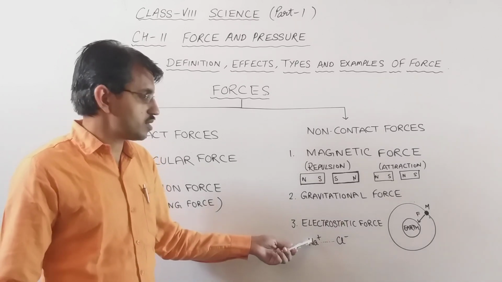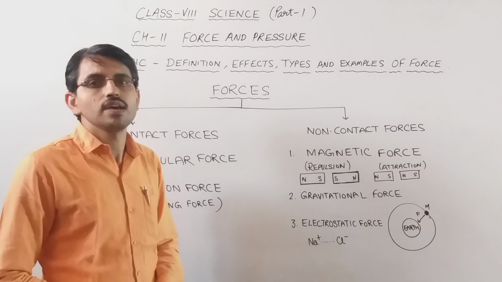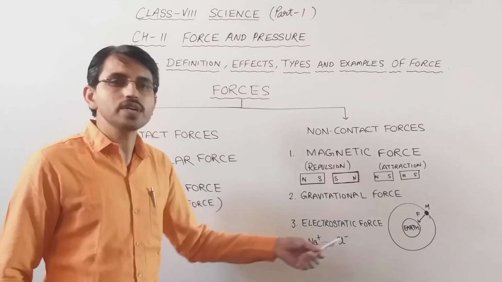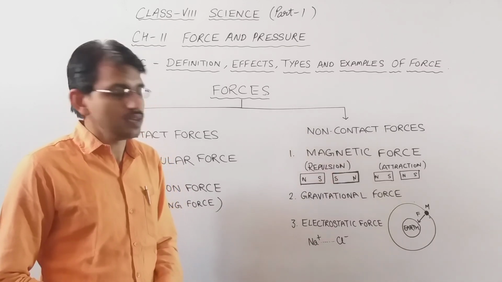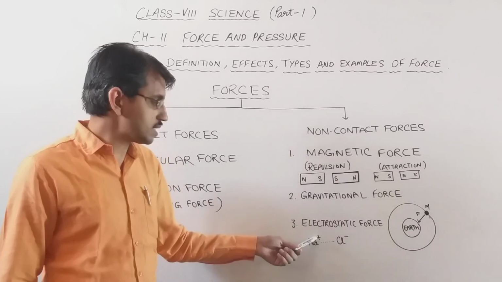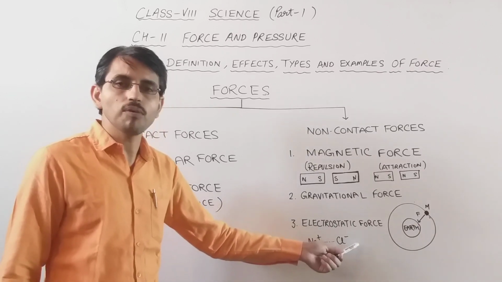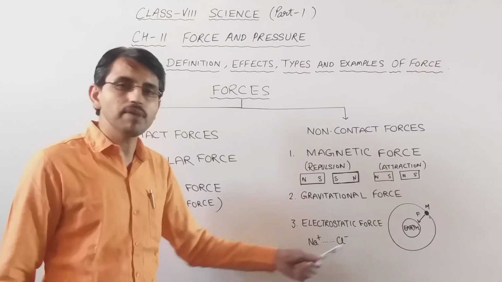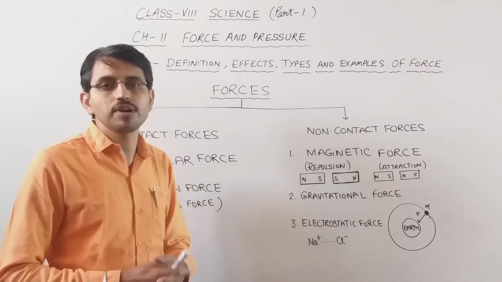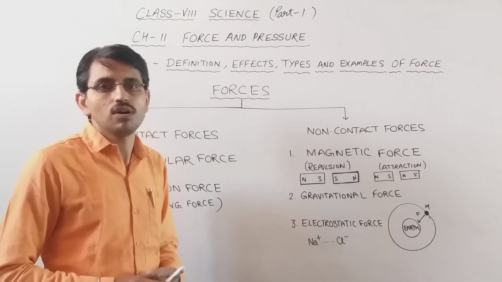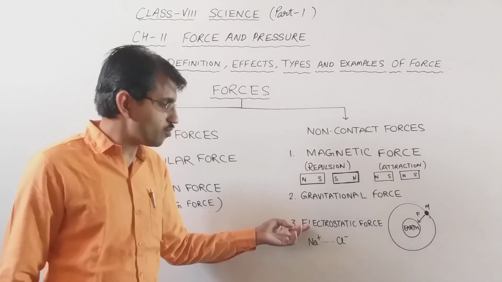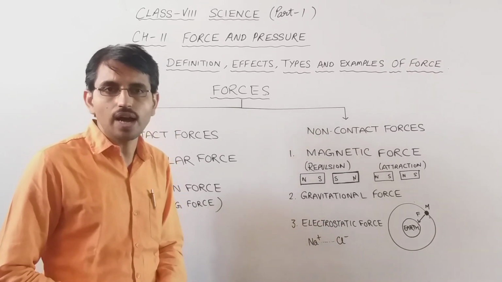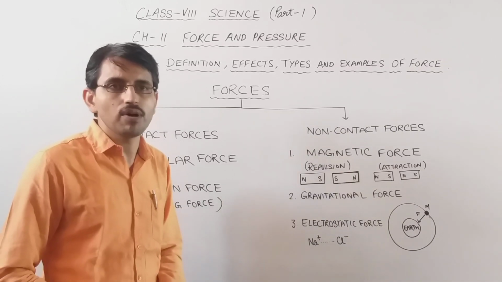Now, the third type of force is electrostatic force. Electrostatic force is the force of attraction between oppositely charged ions. Here you can see sodium. Sodium is a cation and chlorine forms an anion, and these two atoms have opposite charges, plus and minus. So the force that exists between opposite charges or like charges is called electrostatic force. So due to electrostatic forces of attraction, ions are bound to each other in an ionic compound.